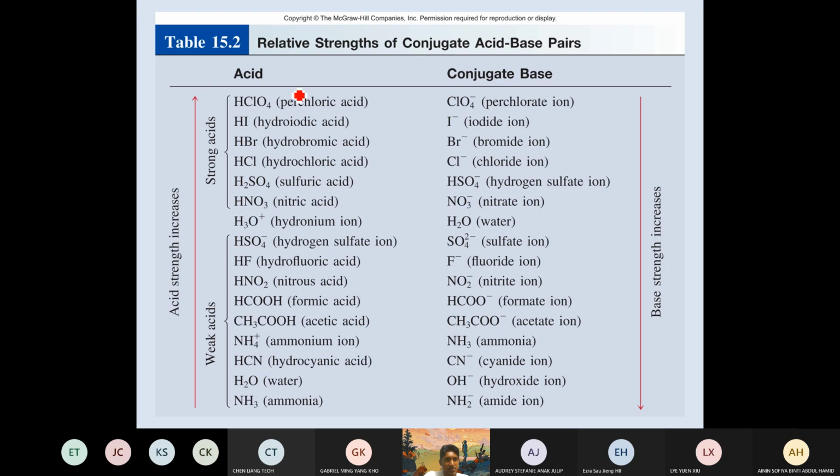So this is the relative strength of conjugate acid and base pairs. This is a strong acid. The higher the strength of the acid, the higher the Ka of that acid. Interestingly, we see that for perchloric acid, the perchlorate ion is the weakest base. For hydrogen iodide, iodide is the weakest conjugate base. So the stronger the acid, the weaker its conjugate base. All right.